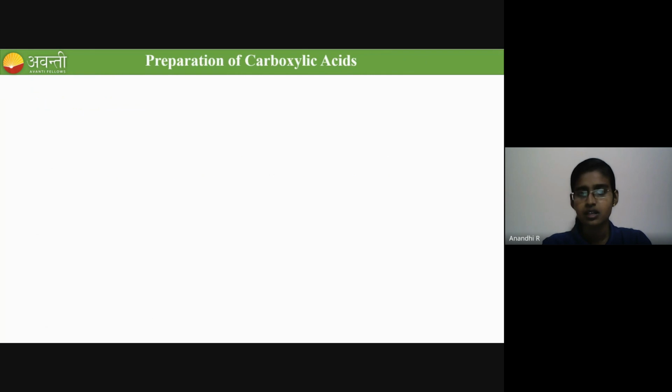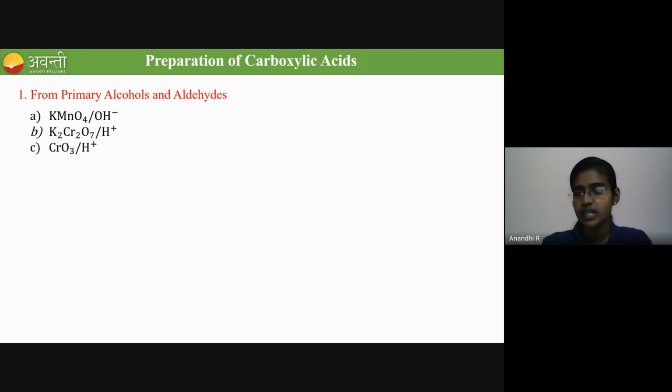There are 4 to 5 preparations we have, and the first preparation is from primary alcohols and aldehydes. This is what I discussed in the previous class itself. We are taking a primary alcohol or an aldehyde, and we are going to treat it with the following reagents, which are oxidizing agents: KMnO4 in basic medium, K2Cr2O7 in acidic medium, and CrO3 in acidic medium.